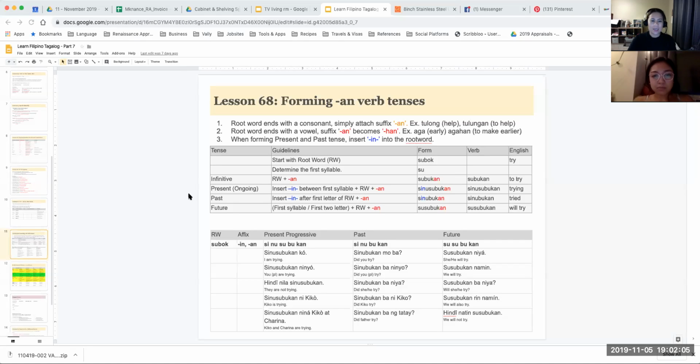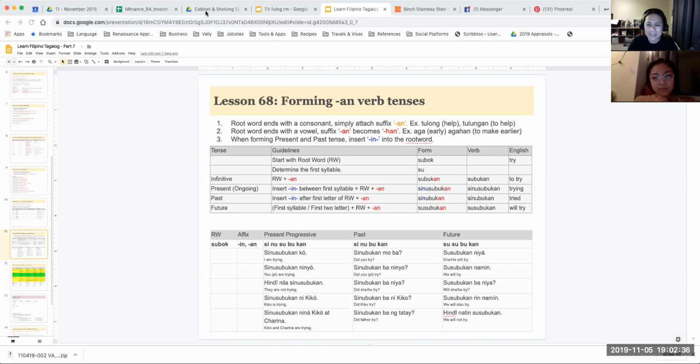Okay. Alright. So, ito yung ginawa mo. Okay. Forming an or han verb tenses. And these are, again, object focus. How do you know if it's object focus? What insert did you use? How do I know it's object focus? Which one? The verb? Yes. How do you know if it's an object focus verb? The in. That's right.